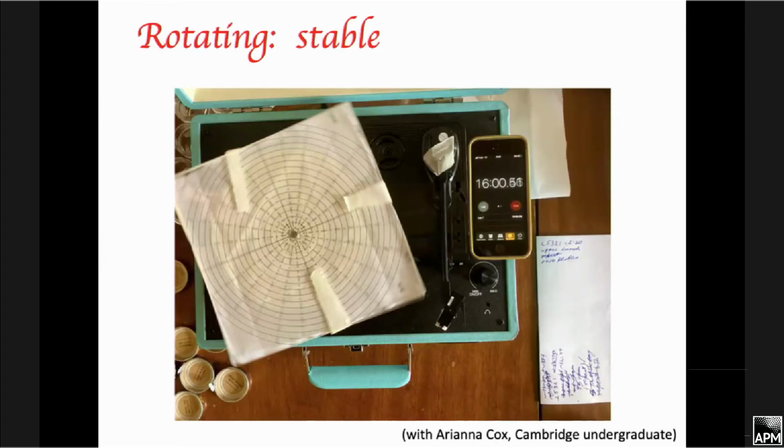Now, what about rotation? And the thing that is surprising to me, as I'll explain in a moment, is if we rotate this system with the top on it, it's totally stable.